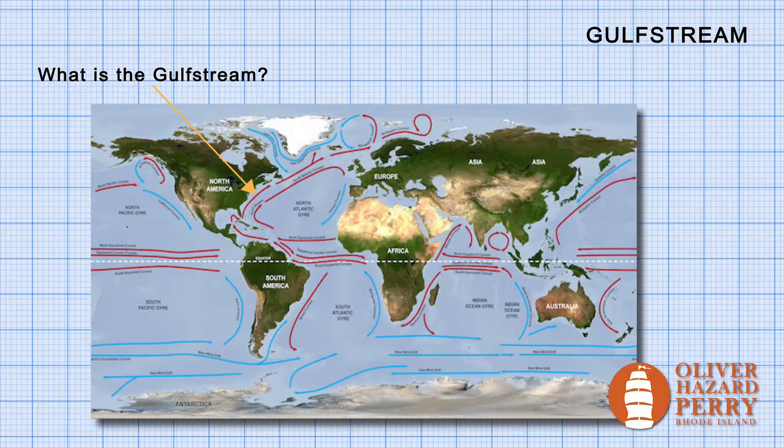So we thought we'd start a little bit about weather with the Gulf Stream. The Gulf Stream is a very important ocean current, and it affects weather all around the Atlantic Ocean. So let's talk a little bit about the Gulf Stream. So what is the Gulf Stream?